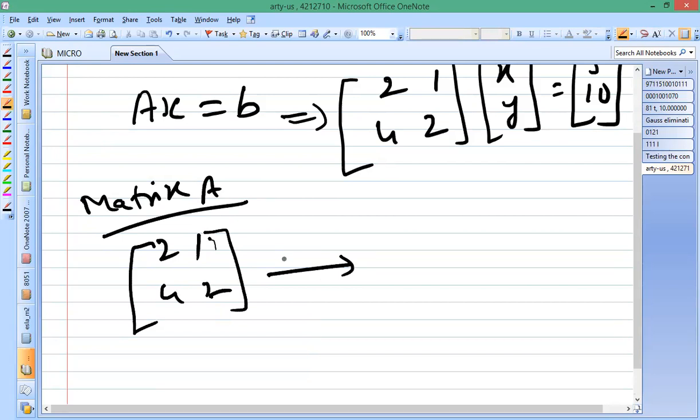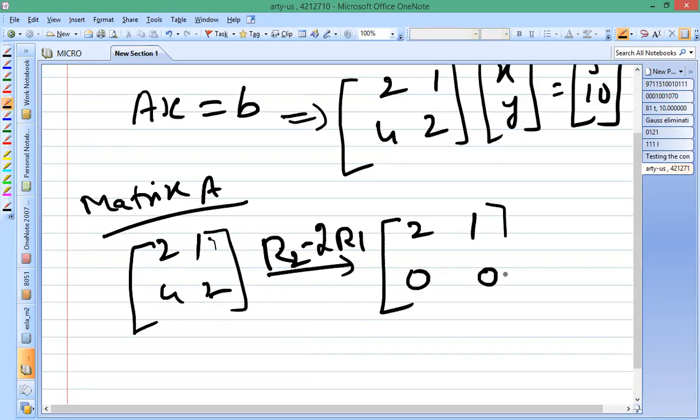On this, what operation can you perform in order to get the bottom row as 0? R2 minus 2 R1. Yes, very good. R2 minus 2 R1. So if you do that, here it will result in 2, 1, 0, 0.